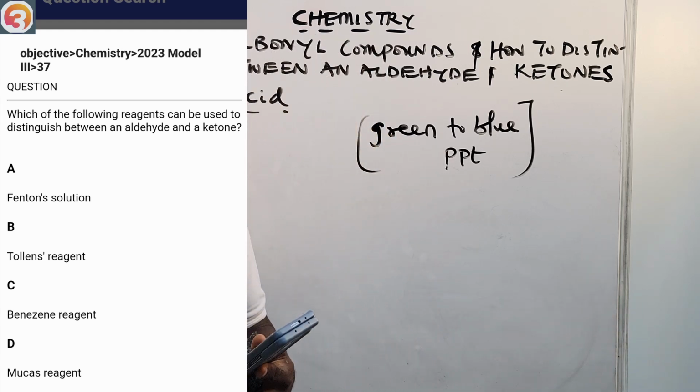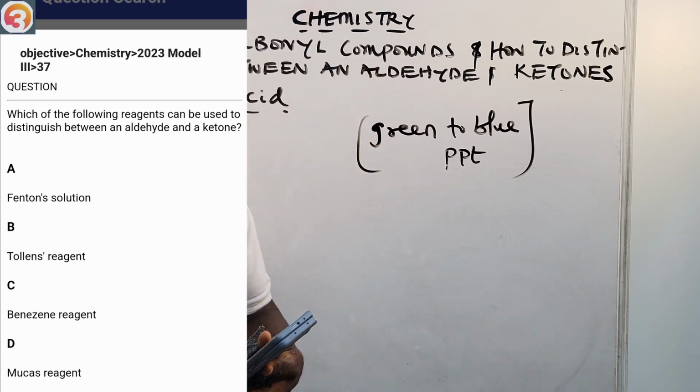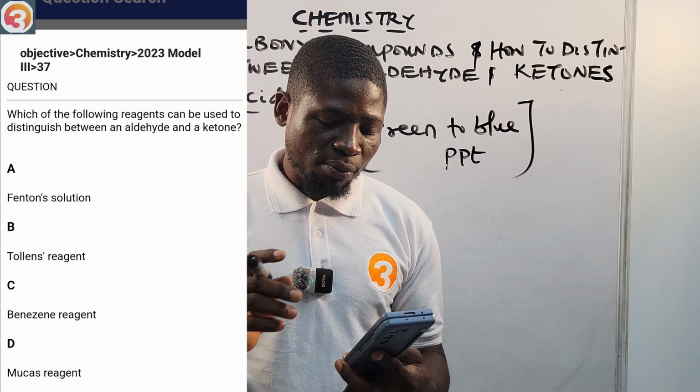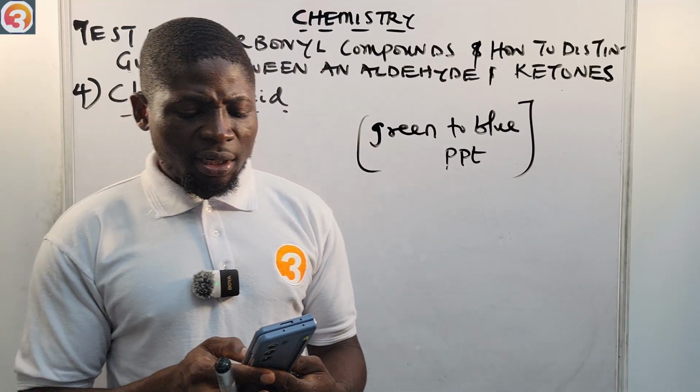Yes, so very correct. C says benzene reagent, very wrong. D says Mukash reagent, very wrong. So our correct answer there will be Tollens reagent, option B. All right, so let us see another question.